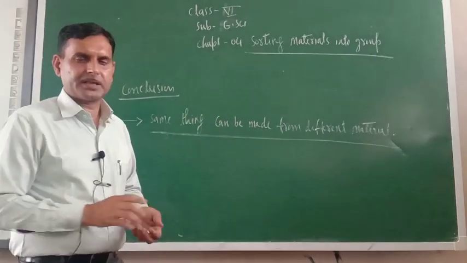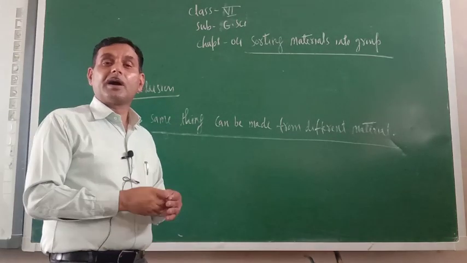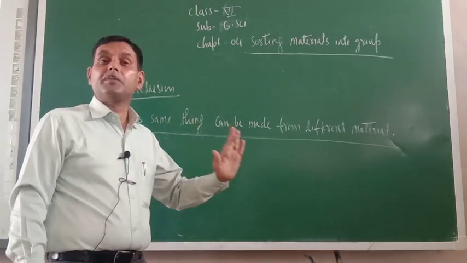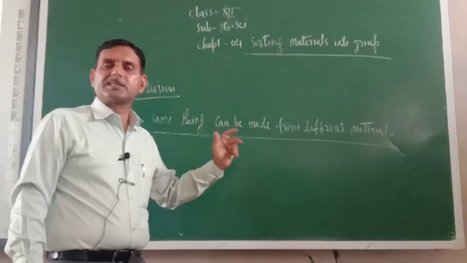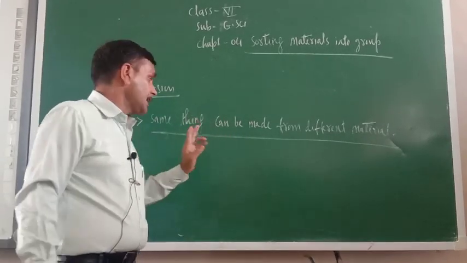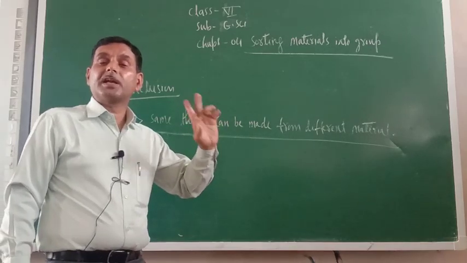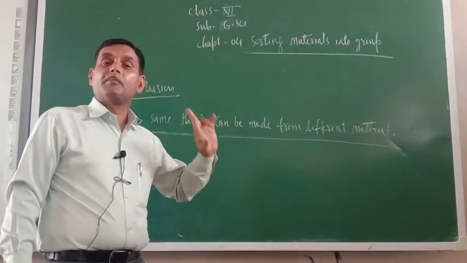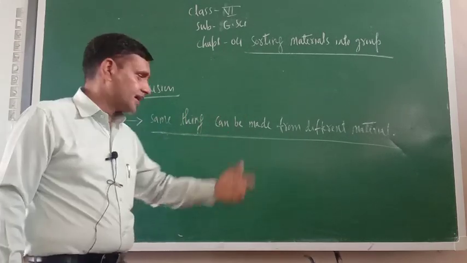Just try to understand. A chair can be made from wood also. A chair can be made from metal also. A chair can be made from plastic also. So the thing or object is the same. What is the thing here? The thing here is a chair, but the material by which it is made is different.